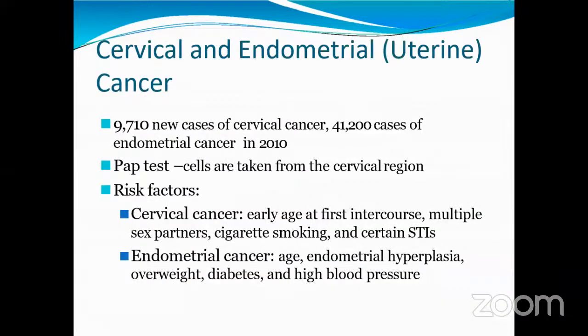Then cervical and endometrial or uterine cancer. Here the test is the Pap smear test. Cells from the cervical region are isolated as a smear and they will be checked. The risk factors for cervical cancer are early age at first intercourse, multiple sex partners, cigarette smoking, and sexually transmitted infections. Then for endometrial cancer, the risk factors include age, endometrial hyperplasia, overweight, diabetes, high blood pressure.